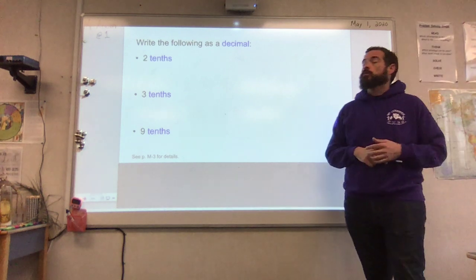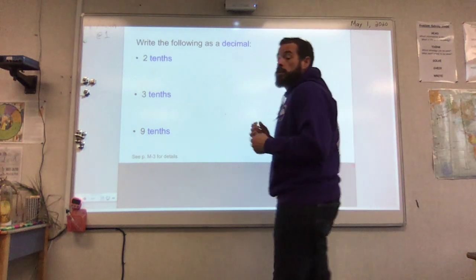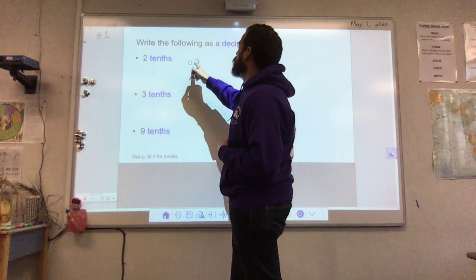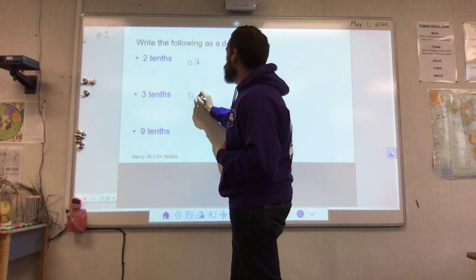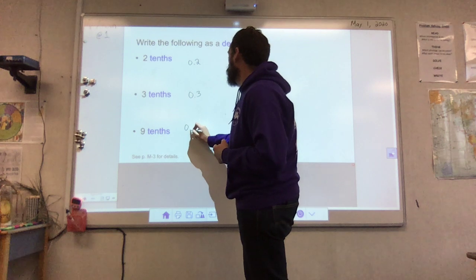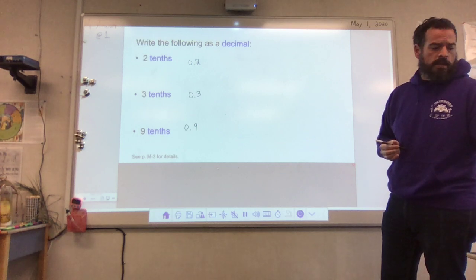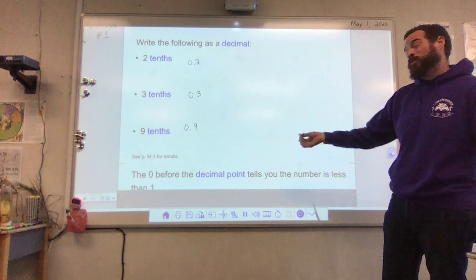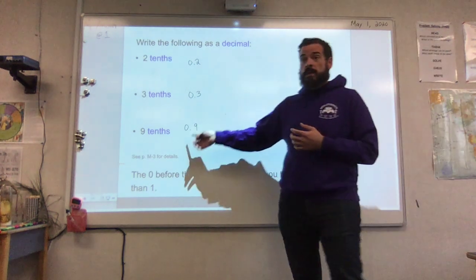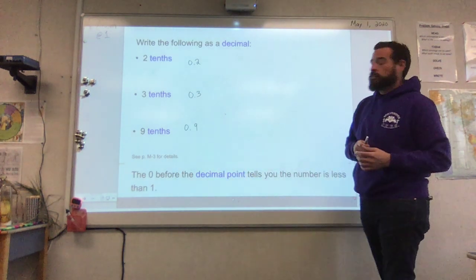So moving on to a couple new numbers. Write the following as a decimal. We have 2/10. Again, we have a number that's going to be less than 1 because we're talking about parts of a whole. So we can write 0.2. Then 3/10 is 0.3, and then finally 9/10 is 0.9. So those are the ways that we write the tenths. Just like I was saying before, we put the 0 before the decimal point because it's telling you that the number is less than 1. Think of it in terms of place value, where we have a 0 in our ones place, so it's a number less than 1.